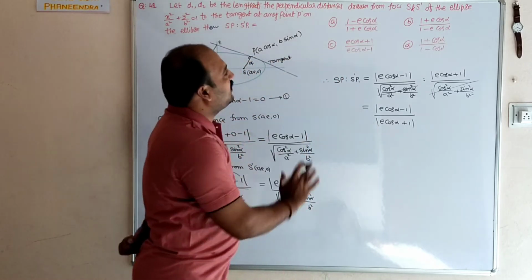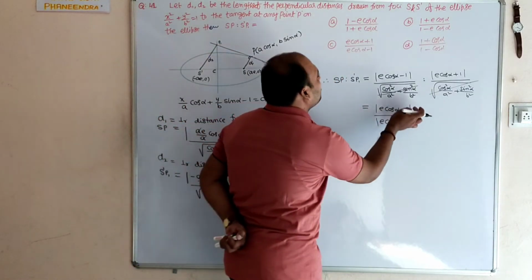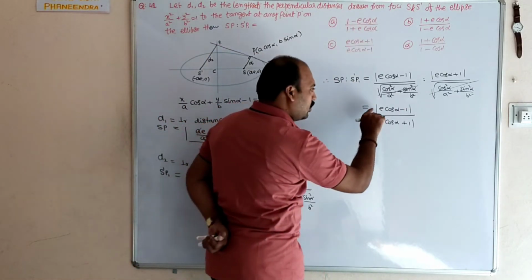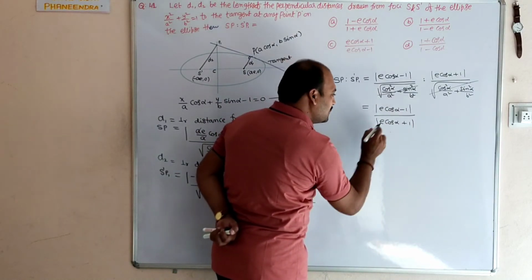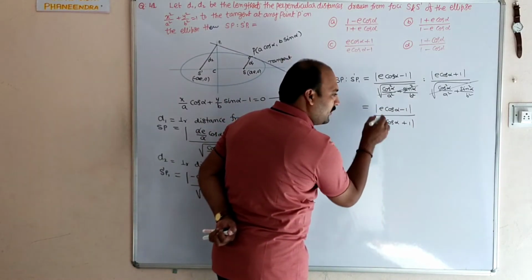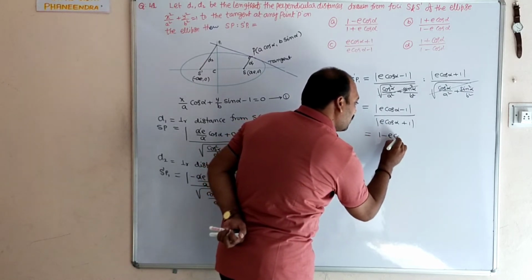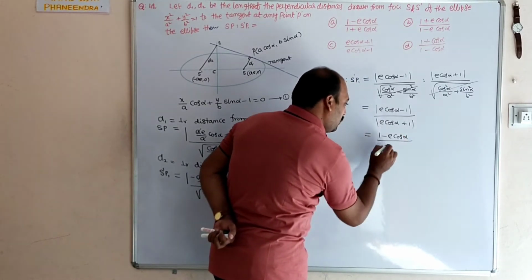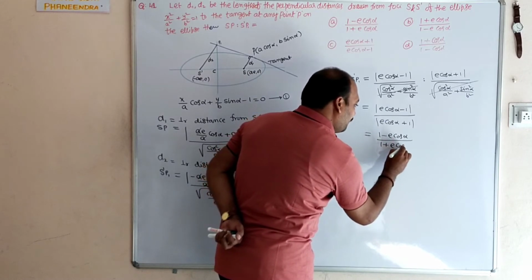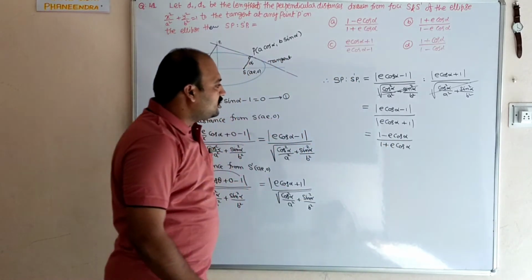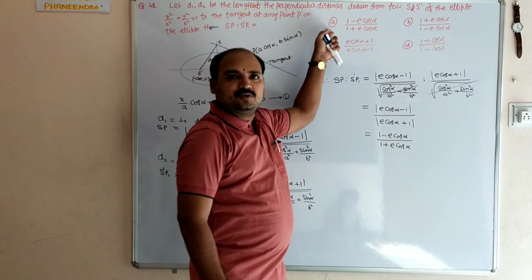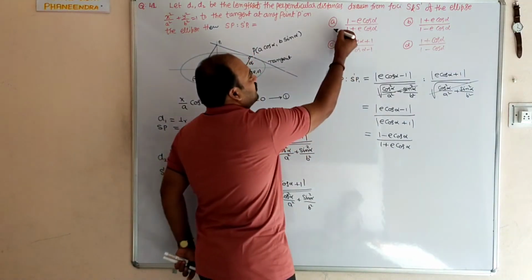This is there in the options. So, e cos alpha minus 1 is there, not 1 minus e cos alpha. Suppose in the modulus you interchange these two, the value will be the same. So we can write it as 1 minus e cos alpha divided by 1 plus e cos alpha. Once you go to the options, it is there in the first option, dear students. So the first option is the right option.